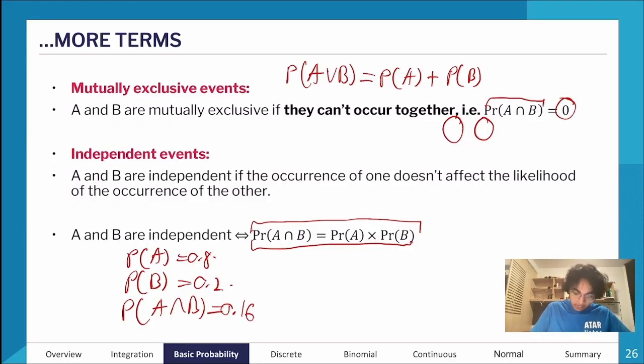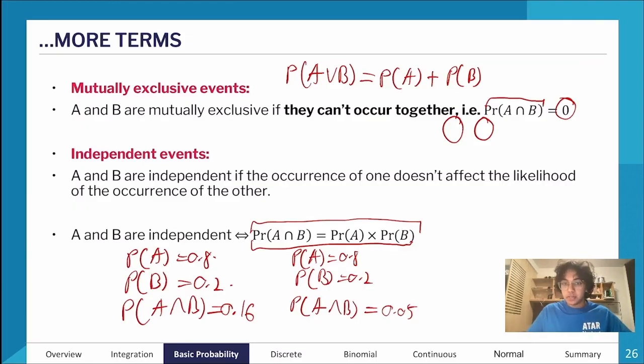But sometimes you can have a case where A is 0.8 again, B is also 0.2, but their intersection might be like 0.05. And obviously, in this case, when you multiply 0.8 by 0.2, you don't get 0.05. So in the second case here, they are dependent events. Okay, cool.